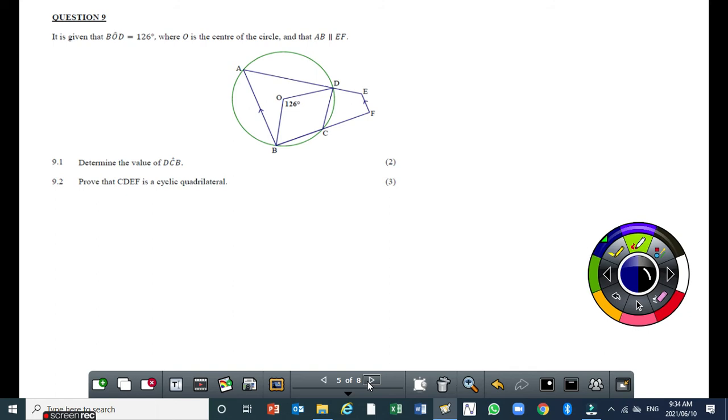So here we need to determine the value of DCB. DCB is that angle there, right? My suggestion before you carry on: you must label this 126, we can call it O1, and the reflex, we can call it O2. The obtuse 126, the reflex. So for 9.1, it will be very easy.